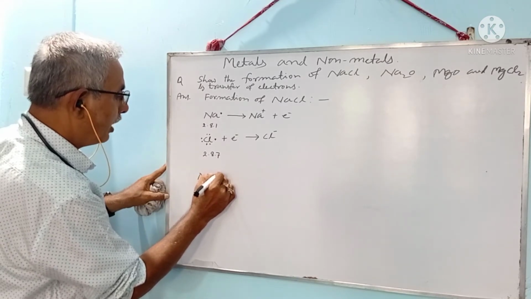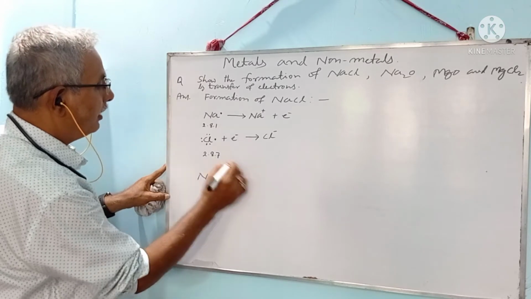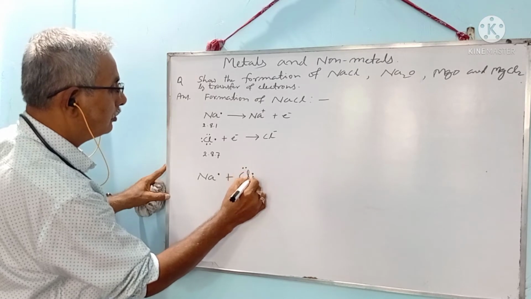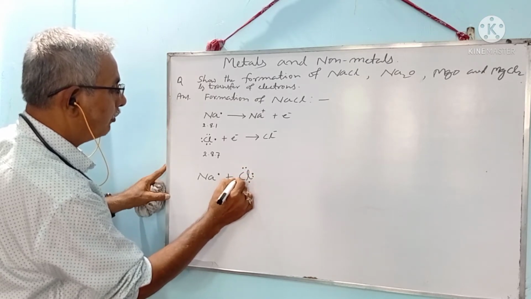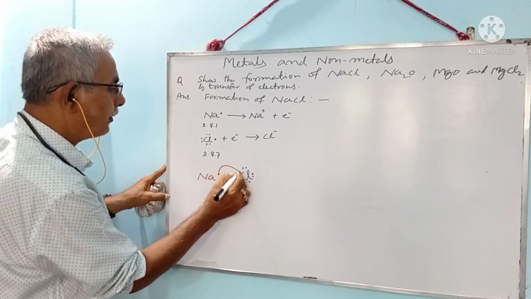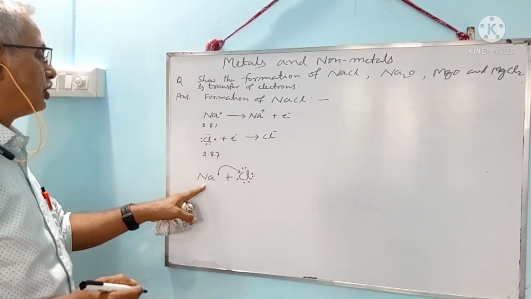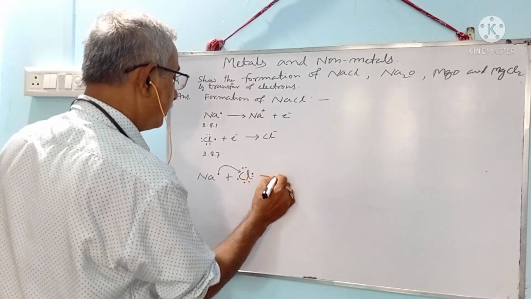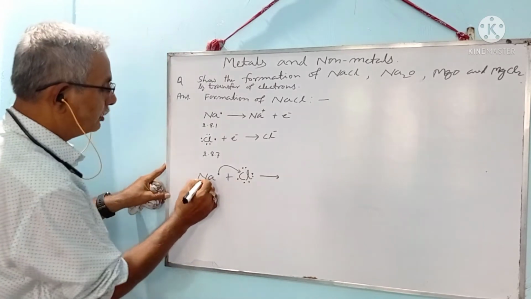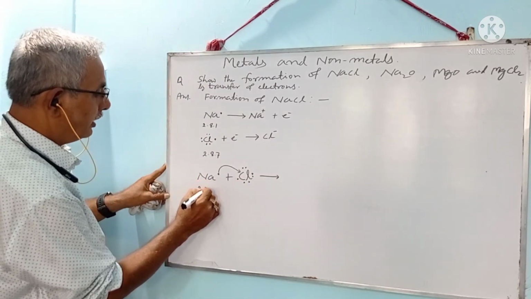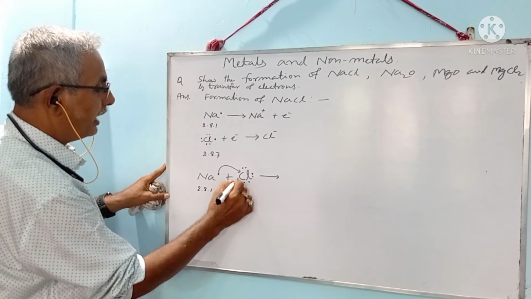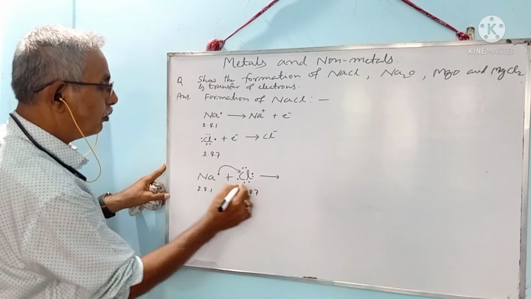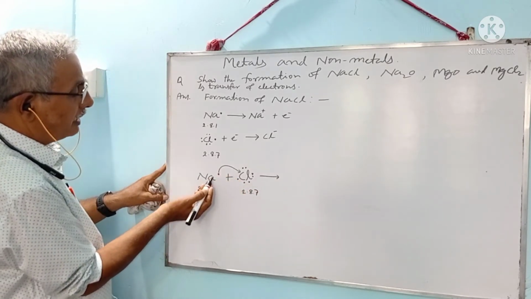Na positive, and here chlorine 2, 8, 7. Only 1 electron is needed. So transfer of electron takes place from where? Sodium to chlorine. Here what happens? After transferring, here it was having 2, 8, 1. Here it has 2, 8, 7. So 1 electron was short, 1 electron was more.